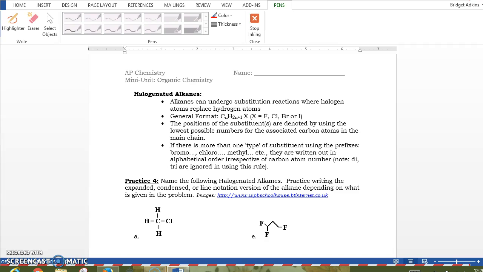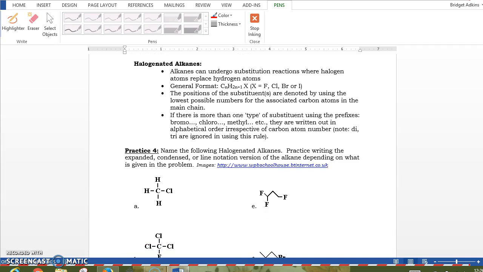To continue the fun, we can have what are called halogenated alkanes, and like it sounds, you've got a halogen that's attached to an alkane. So what we do is if we have something like chlorine, chlorine as a branch becomes chloro. If you have fluorine, it becomes fluoro. If you have bromine, it becomes bromo. If you have iodine, it becomes iodo. Yes, it really is iodo.